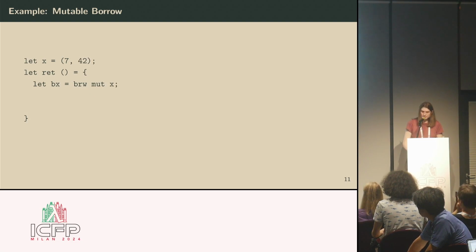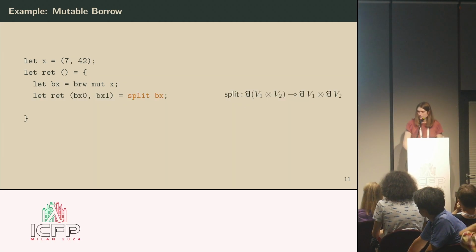We can't copy it, but we can split it because we're borrowing a pair. So we borrow the whole pair, and then we split it into a borrow of the first component and a borrow of the second component using this split primitive. And then we can pass it to our function and drop it.